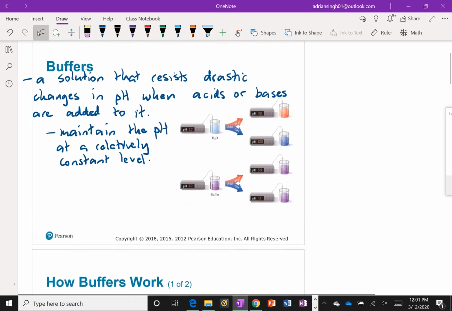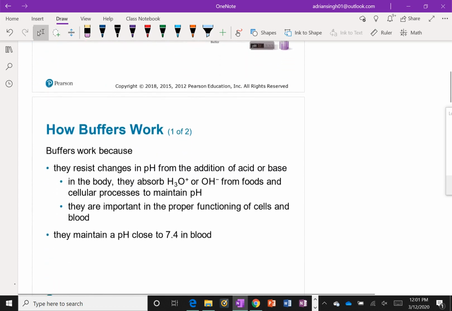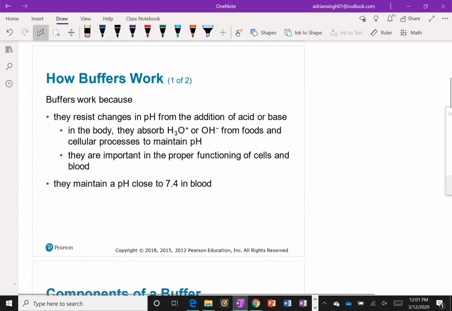All right, and in lab, you actually made some buffers, and you tried to change the pH of the buffers by adding hydrochloric acid and sodium hydroxide to it. And hopefully what you saw was that with the buffer solutions, the pH changed very minimally compared to some of the other solutions that you used. All right, so buffers are extremely important things.